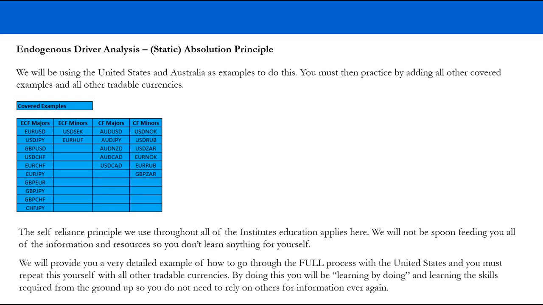And one of the things we do at the Institute, and not just at the Institute, but in all professional trading circles, so at investment banks and hedge funds, is we stick to something that we call the self-reliance principle, or the self-starter mentality, self-starter principle. And we use this throughout all of the Institute's education, and it also applies here.